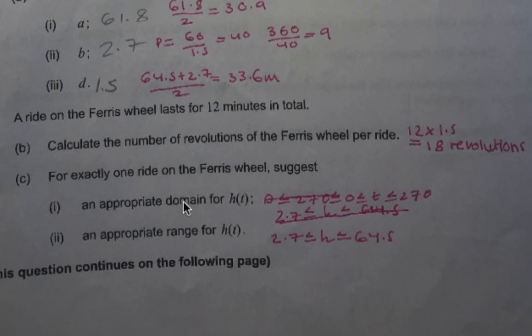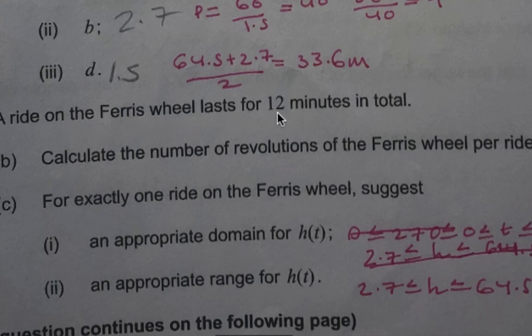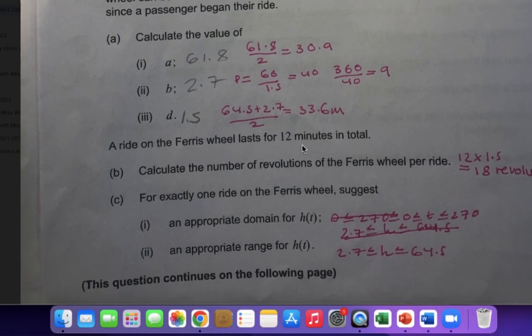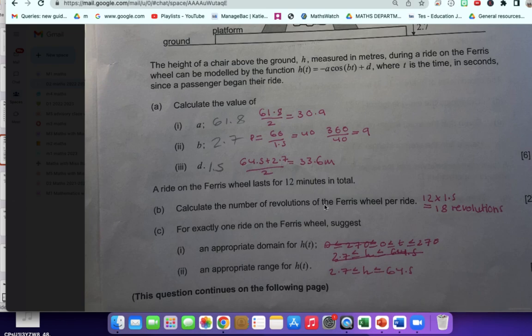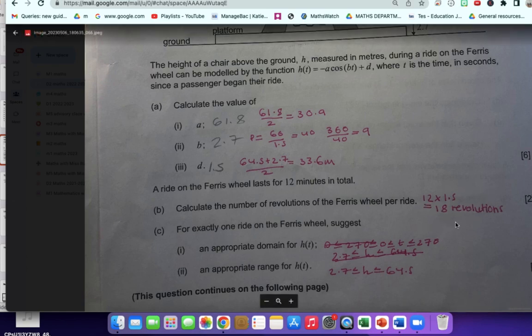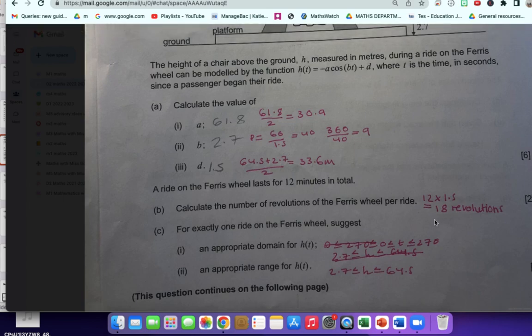Now, in terms of the domain, it says 1 ride of the Ferris wheel. It says a ride on the Ferris wheel lasts for 12 minutes. And we've already decided that it goes round 18 times. So we need to use that information to help us find the answer to this question.